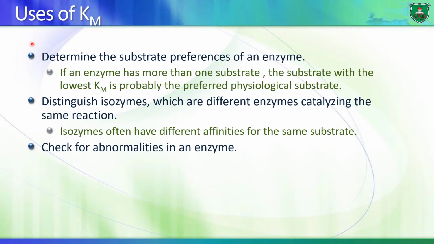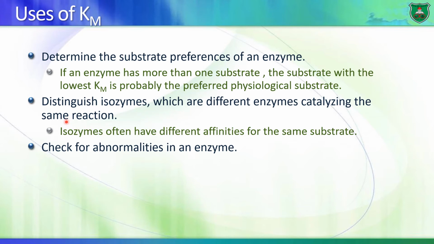Now, there are different uses for Km. So basically, it tells us about substrate preferences of an enzyme. Let's say that there are two substrates for the same enzyme, two Km values. It tells us something about what substrate an enzyme favors at different concentrations of each one of them.